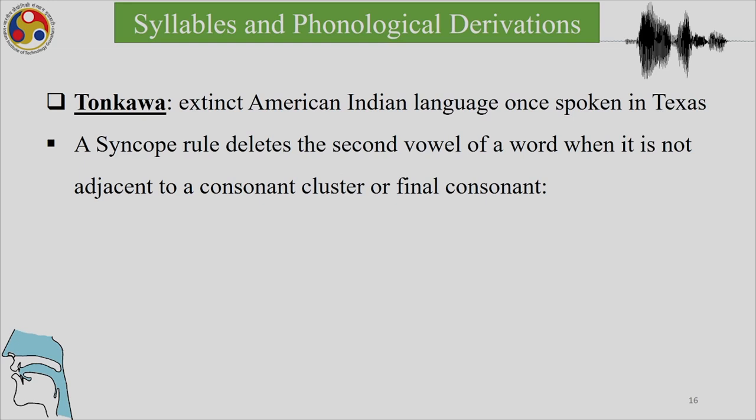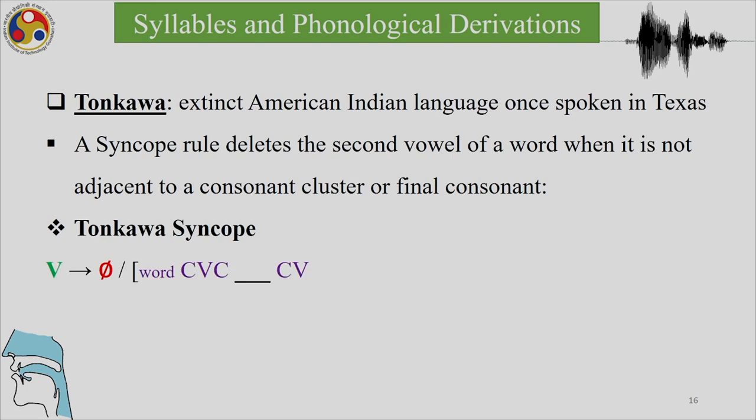A syncope rule deletes the second vowel of a word when it is not adjacent to a consonant cluster or final consonant. So we have Tonkawa syncope. What happens in Tonkawa syncope is that the vowel goes to null, which means the vowel is deleted in the position. So it deletes the second vowel of a word when it is not adjacent to a consonant cluster or a final consonant. So in this position, the vowel is deleted.